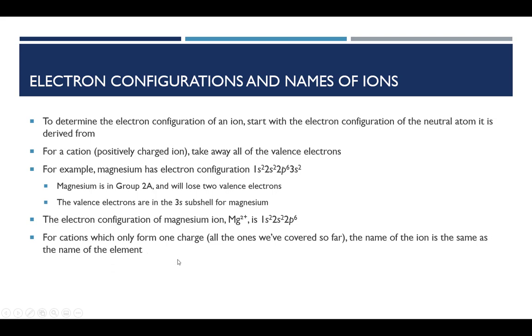When cations only form one charge, the name of that ion is just going to be the same as the name of the element. So, for example, this is just the magnesium ion.